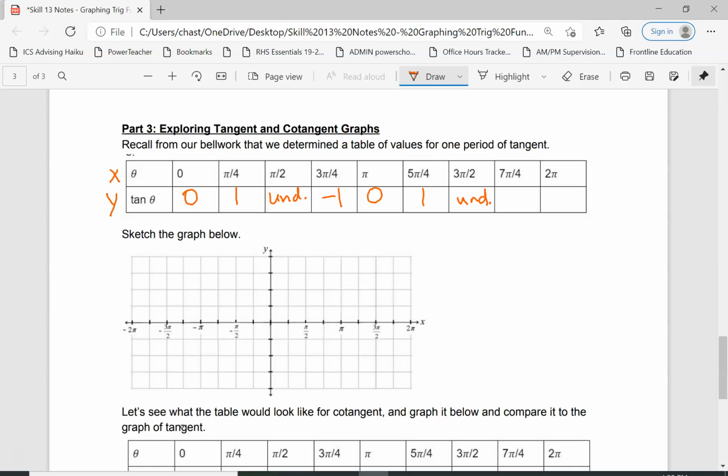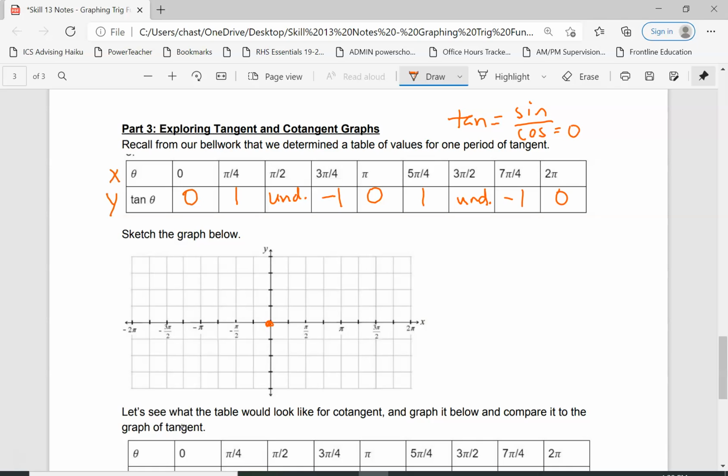That's going to be the location where our cosines will be equal to 0, because remember, tangent is sine over cosine. Let me just write what I'm talking about here. And if cosine is equal to 0, that's when the tangent will be undefined. At 7 pi over 4, we're going to get -1, and then at 2 pi, we're going to have 0.